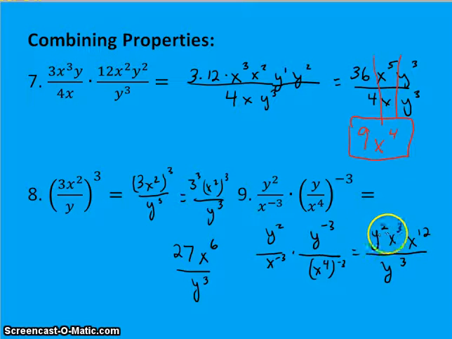Now when I subtract my powers, I deal with the y's. 2 minus 3, so y to the negative first. And then I'm going to add my x's. 3 plus 12 is 15. I don't like this y to the negative 1, so I'm going to bring that to the denominator and make it x to the 15th over y to the first power.